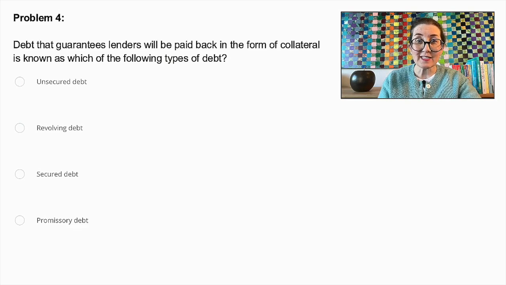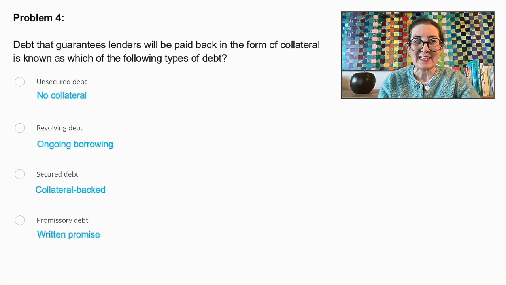Unsecured debt lacks the guarantee of repayment through collateral, making it riskier for lenders. Revolving debt allows for ongoing borrowing up to a set limit. And promissory debt refers to a written promise to repay. However, debt that guarantees lenders will be paid back in the form of collateral is known as secured debt. This type of debt is backed by assets, ensuring that lenders can recover their funds by seizing the collateral if the borrower defaults.